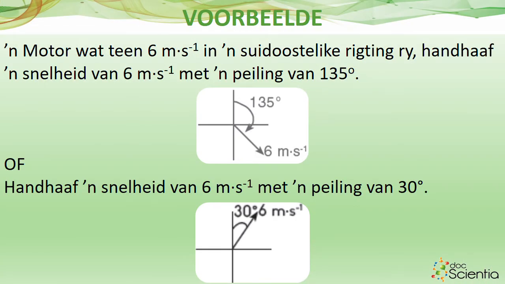Okay. Goed, so hulle sê vir jou 'n motor wat teen 6 meter per sekonde in 'n suidoostelike rigting ry, het 'n snelheid van 6 meter per sekonde met 'n peiling van 135 grade. So then you start at 0 and you measure 135 degrees from there, always anti-clockwise, and then you put the agterkant of the arrow on the origin, en jy trek hom van daar af. En hierdie pyltjie wys vir jou, dit is die rigting waarna ons gaan. So when we're working with vectors, we're always working with arrows. Nee? Hoekom? Want 'n vektor het 'n grootte en 'n rigting. Okay.